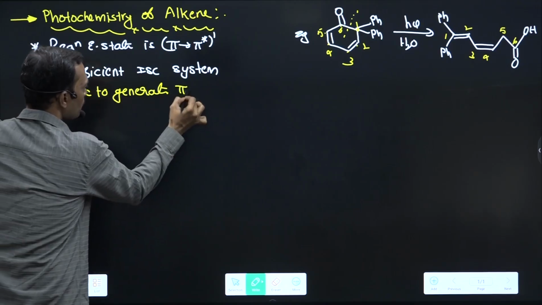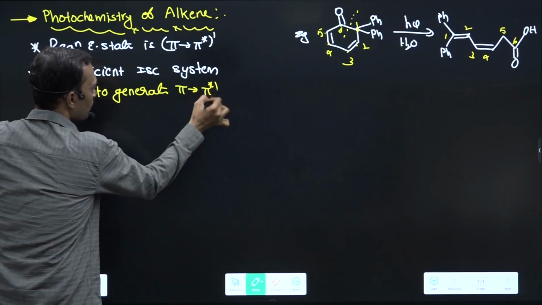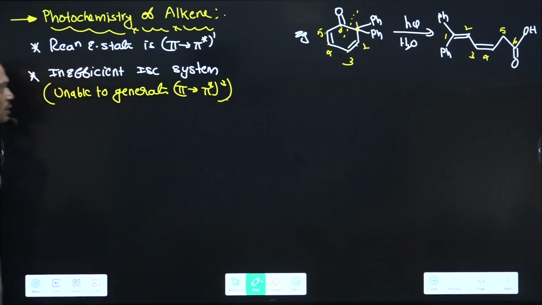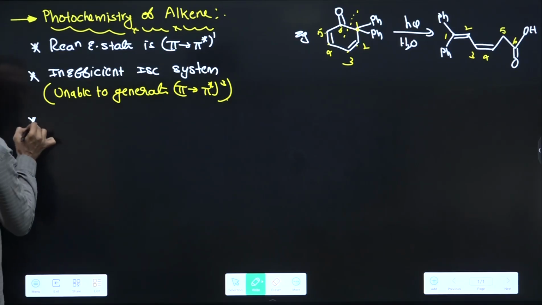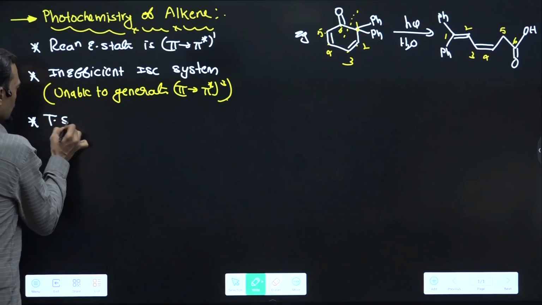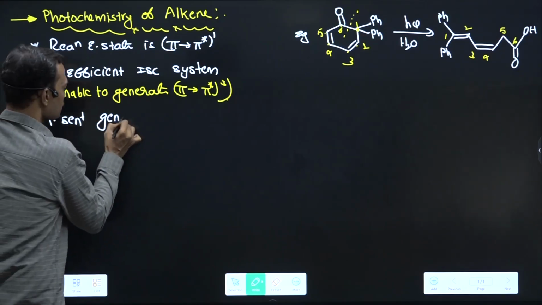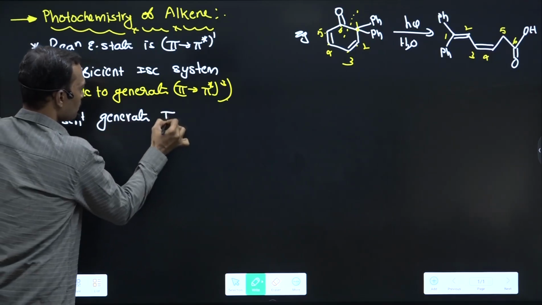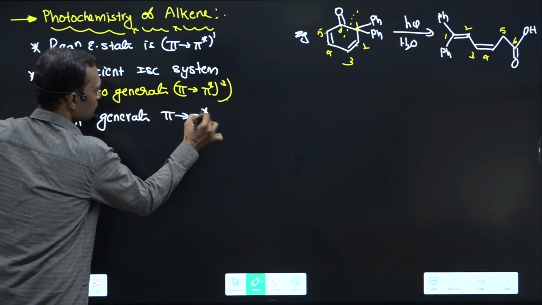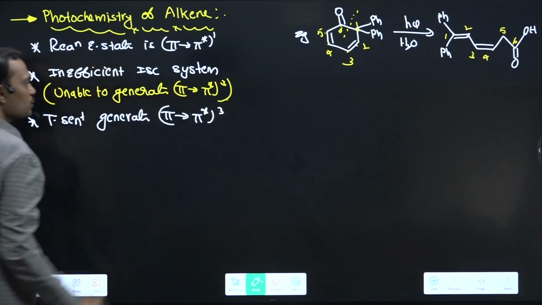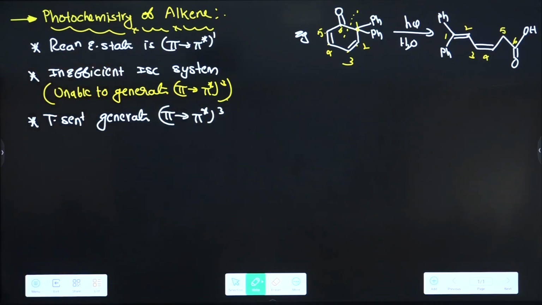So these molecules are unable to generate a pi to pi star triplet by themselves. Inefficient ISC systems are unable to generate a pi to pi star triplet. Okay, so if I take any triplet sensitizer, it generates the pi to pi star triplet. So these molecules can generate a triplet state by using a triplet sensitizer.